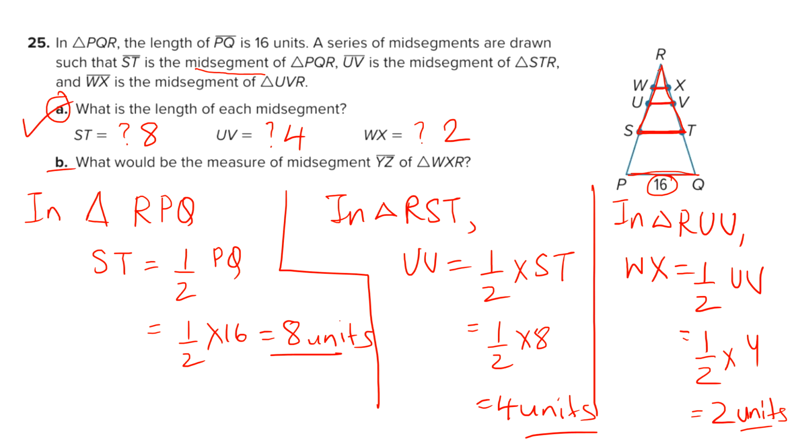For part B, what would be the measure of YZ of triangle WXR? WXR is the smallest one, this very small one. If you continue with the pattern, as you see, first it was 8, then it became half of that, 4, half of that, 2, so the next one will be half of 2, so 1 unit. So the mid-segment of the smallest triangle, YZ, is going to be 1 unit.